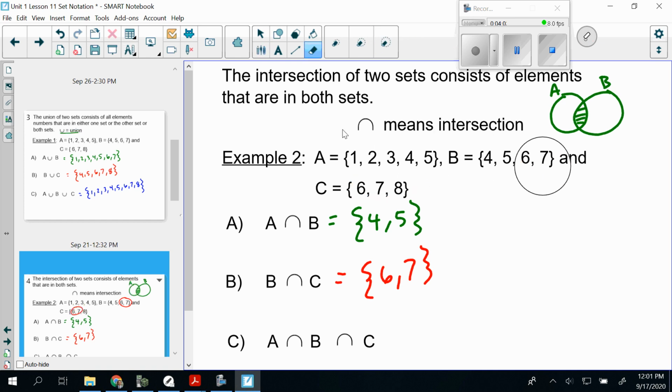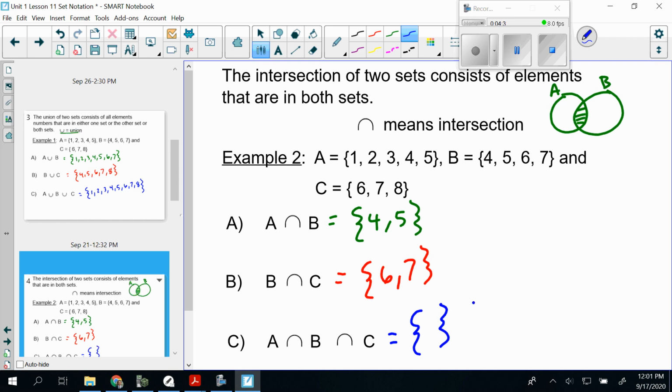For the last one, intersection of all 3 sets. So here a number would have to be included in all of them. We know from those first 2 that 4 and 5 were in both. So those look like the only possibilities, if either of those 2 numbers would also be in C, but those 2 numbers are not in C. And so there are no overlap numbers that occur in all of them. When that happens, what we say is we have an empty set.